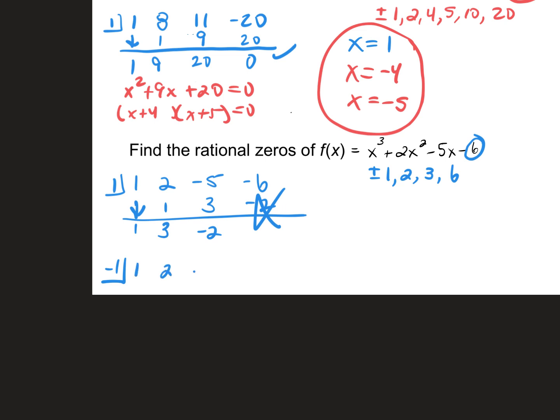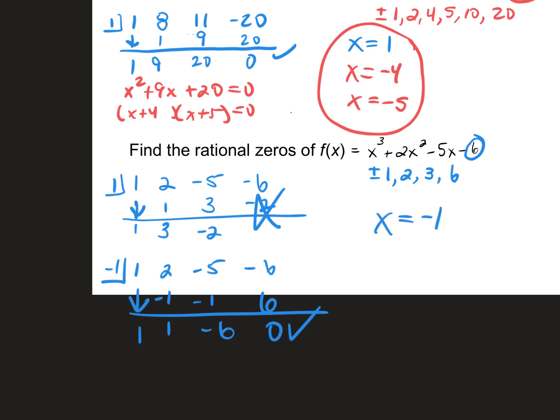1, 2, negative 5, negative 6. Bring down your 1. 1 times negative 1, negative 1. 2 and negative 1, 1. 1 times negative 1, negative 1. What's negative 5 and negative 1? Negative 6. What's negative 6 times negative 1? 6. What's negative 6 and 6? What'd you guys just prove? Negative 1 works. X equals negative 1.